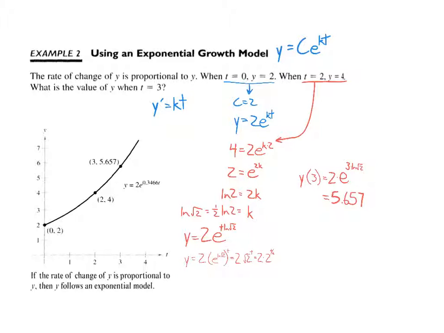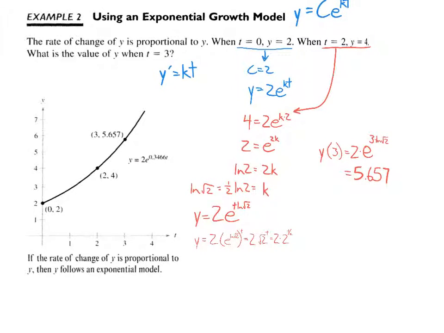Is that 0.3466 just ln of radical 2? That's got to be ln of radical 2. So they're just doing that instead of ln. Yeah, they just rounded it to the decimal.